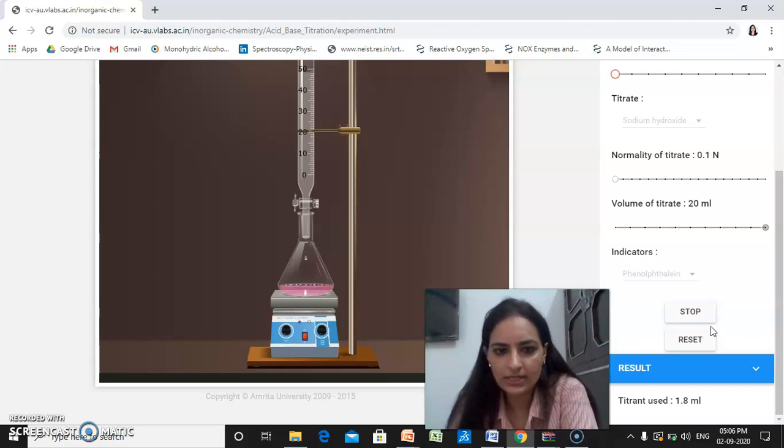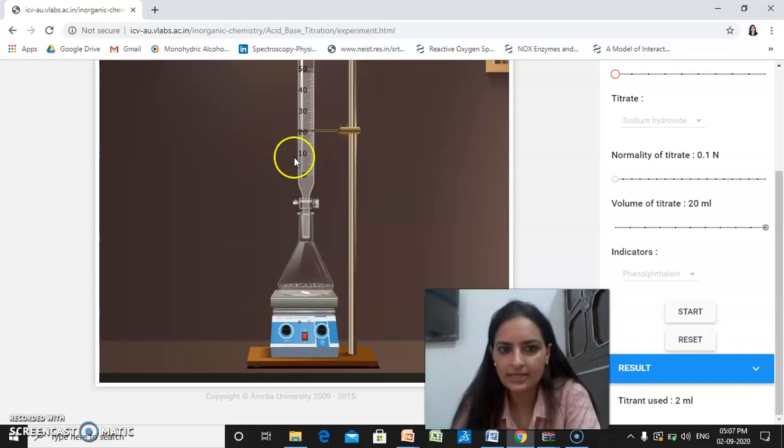Let's see what reading we are going to get for our second titration, how much volume is used. Okay, here I have stopped the titration. As you can see, there is the disappearance of pink color. If you take NaOH here and your acid here, then the endpoint will be colorless to light pink. But I have taken my acetic acid here and the sodium hydroxide in the flask, so my endpoint is pink to colorless. I have noted down the reading of the volume of acetic acid used for titration.